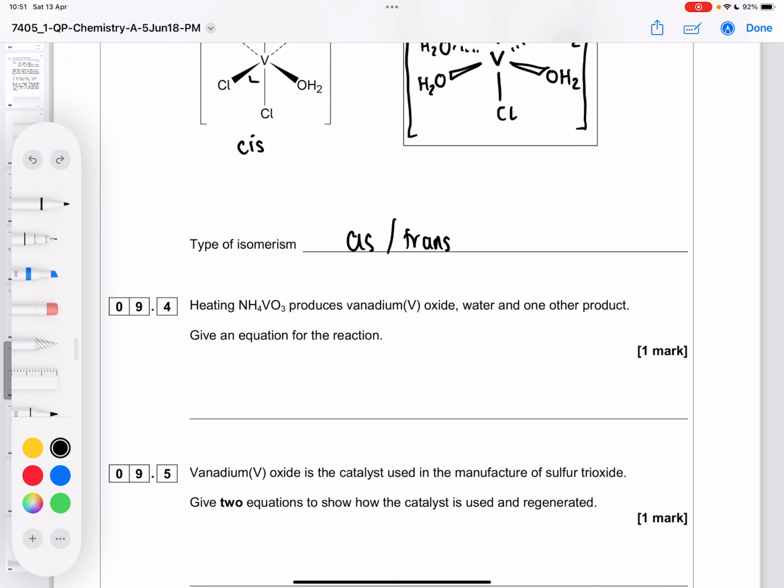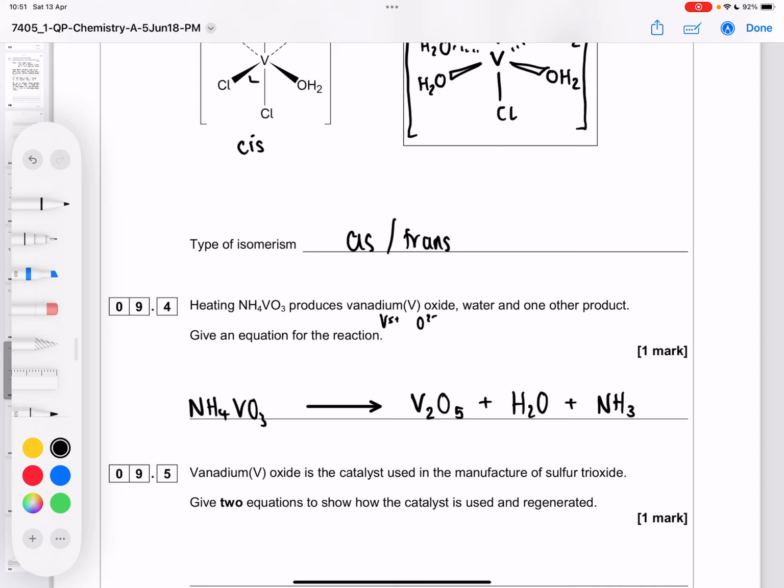Heating ammonium vanadate produces vanadium 5 oxide, water and one other product. So this is just using our ability to balance equations and use formulas. So it says heating it, so we're just taking it and heating it. We know we're making vanadium 5 oxide, so a +5 oxidation state for that, and a 2-, so V2O5, water, and one other product. Now looking at the reactants, we can assume that the other product from an ammonium ion is going to be ammonia.